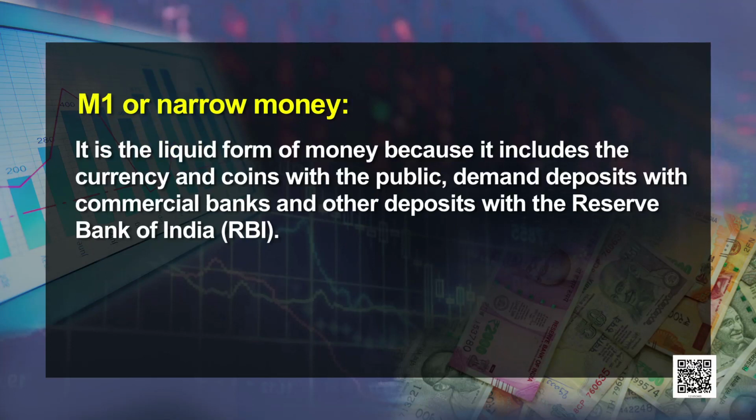M1 is also known as narrow money, and it is the most liquid form of money because it includes currency and coins with the public, demand deposits with the commercial banks and other deposits with RBI. M1 serves as a medium of exchange function of money as already discussed in the previous class.